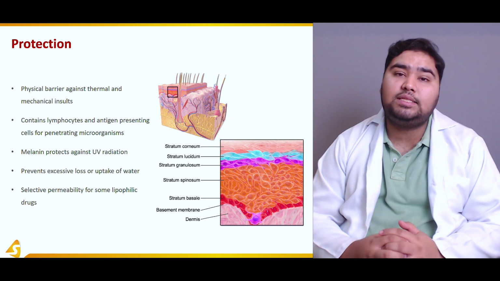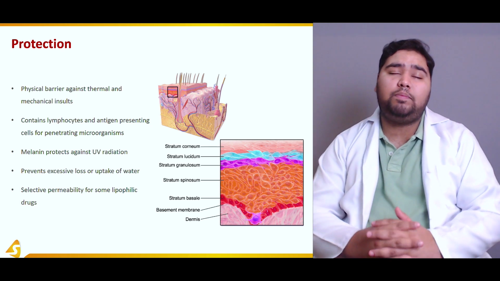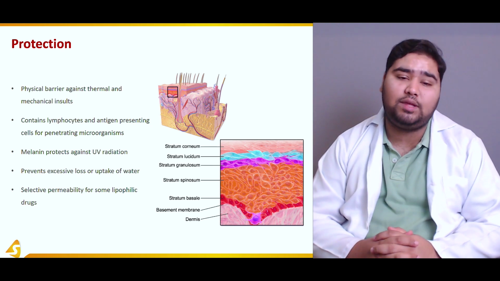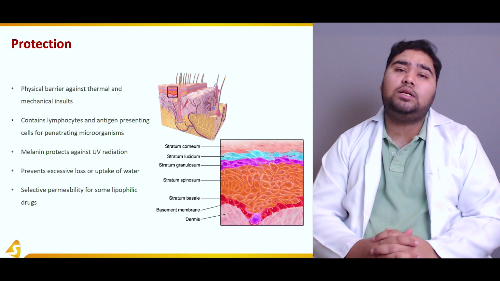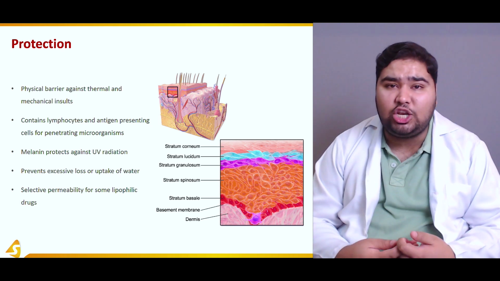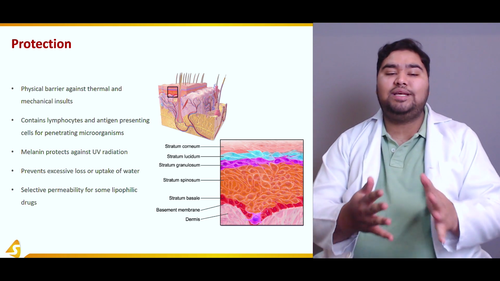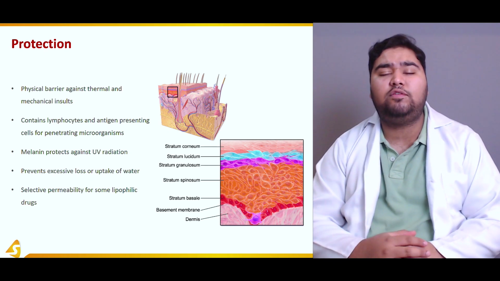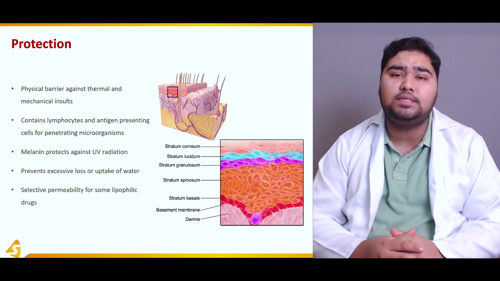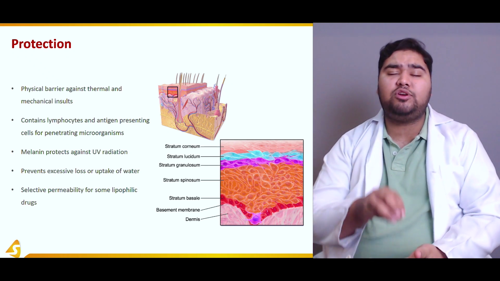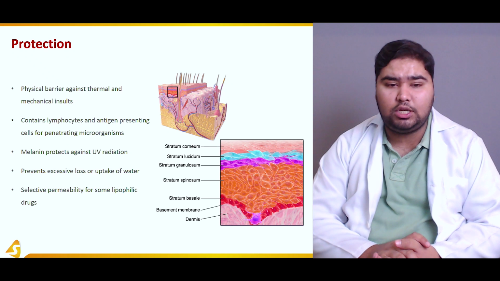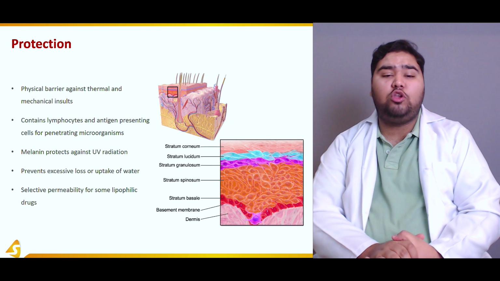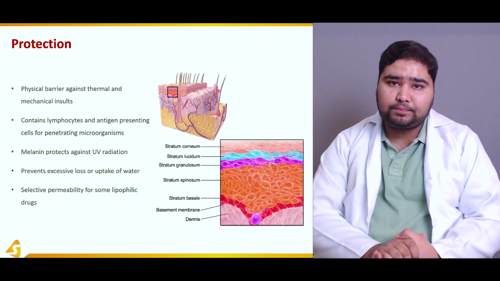This melanin pigment, what does it do? It helps to protect the skin against UV radiation. UV radiation may damage the genome of the skin. So what does this melanin do? It forms concentric lamellae around the nucleus of the cell and helps prevent the entry of UV light into the nucleus. The skin also prevents excessive loss or uptake of water.